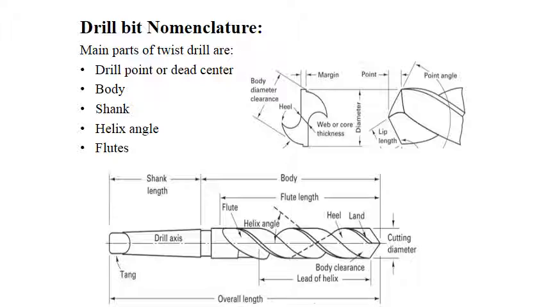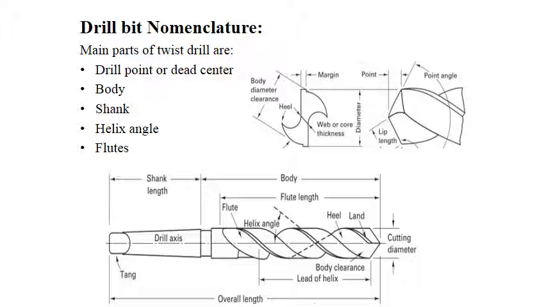So the main parts of this drill bit or drill tool: the drill point, this one is not a drill cut, this is the drill point, and the dead center. Then the body, shank, helix angle, and flutes. These are the important parts of the drilling tool.